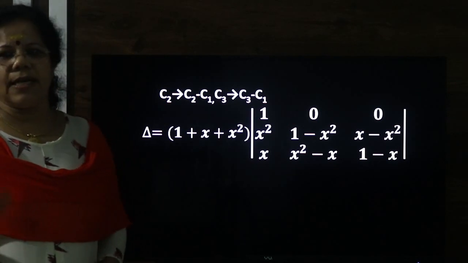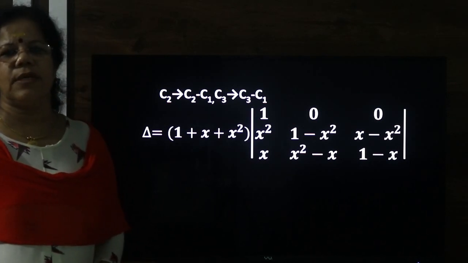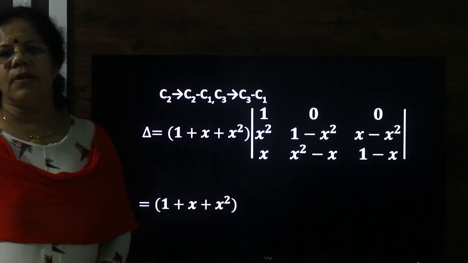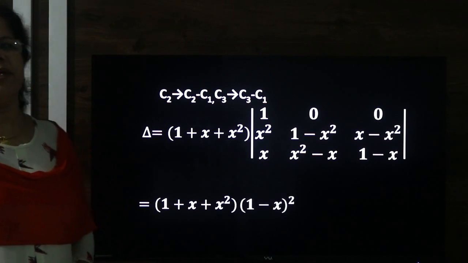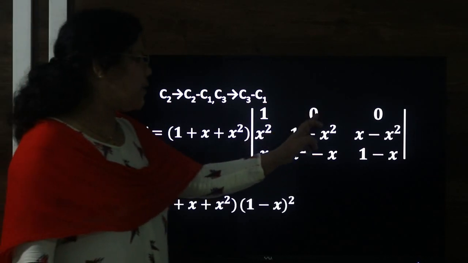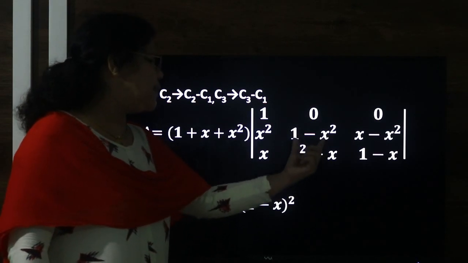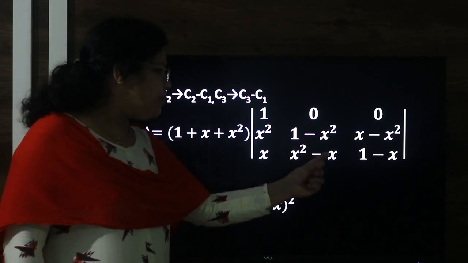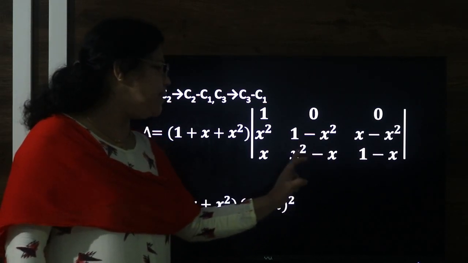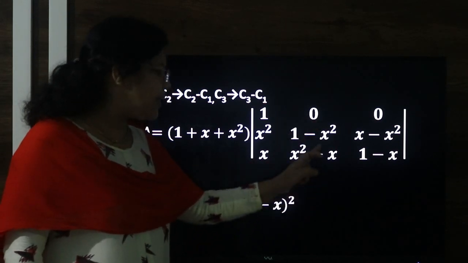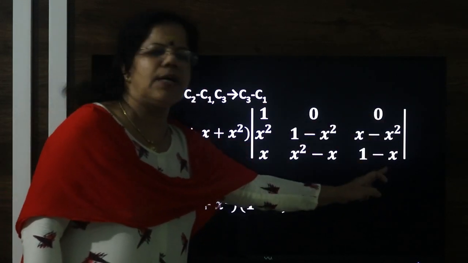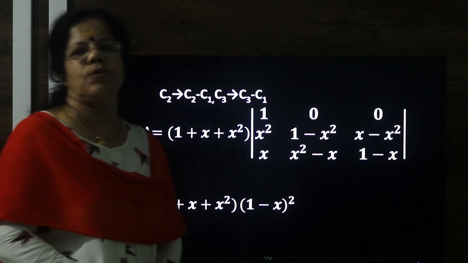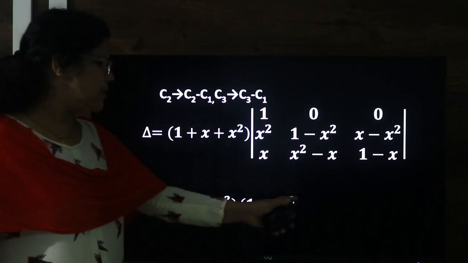Now either you can expand or again you can do some operation if you want. 1 plus x square is already outside. Now see, 1 minus x whole square, how it is obtained. From the second column, here 1 minus x square is there, that is 1 plus x into 1 minus x. Here x into negative x, if you take outside, there will be 1 minus x. So from this you can take 1 minus x outside. Similarly, 1 minus x can be taken outside from the third column also. So 1 minus x whole square is there outside.